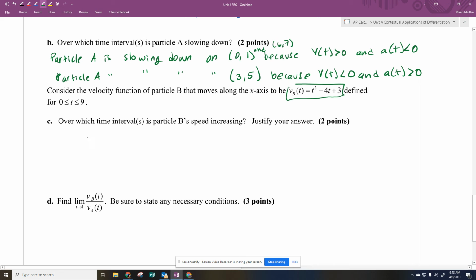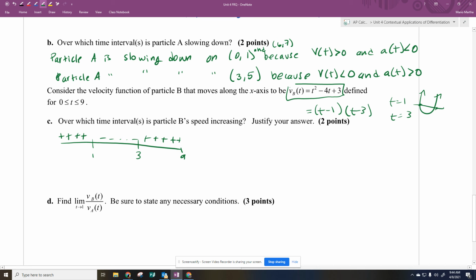So for this, we want to use a sign chart. So let's use a sign chart. To do that, first we have to figure out when this equals 0. We just have to factor it. So that's going to be (t minus 1)(t minus 3). Therefore t equals 1 and t equals 3 make it equal to 0. It's a parabola that opens up, so this is positive here, then negative between 1 and 3, and then positive until we get to 9, because we're going between 0 and 9.